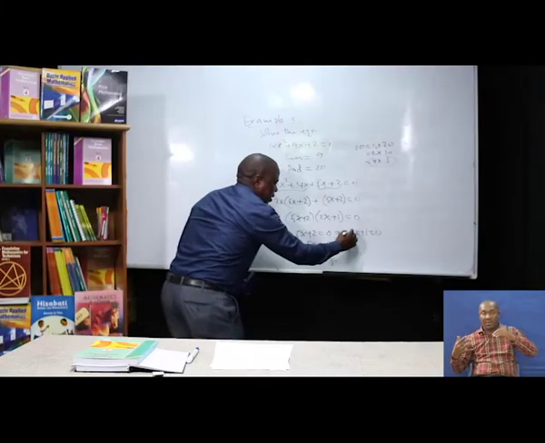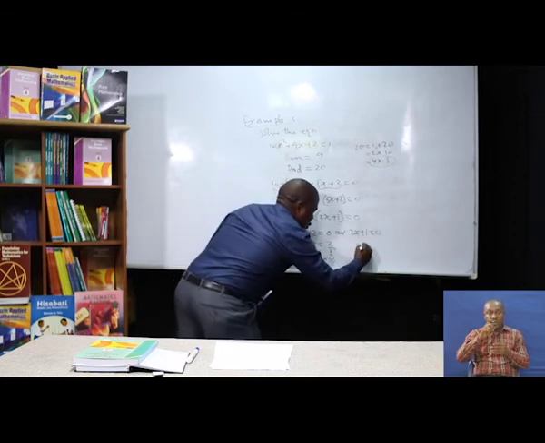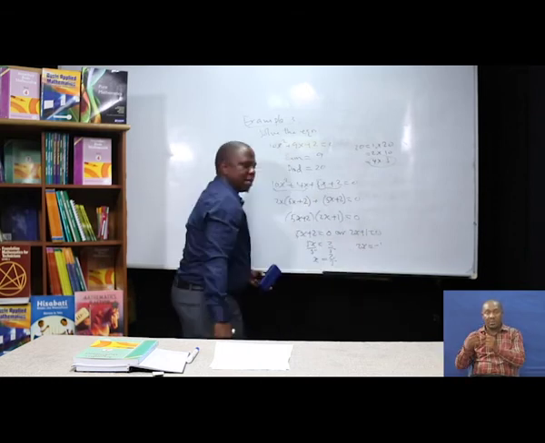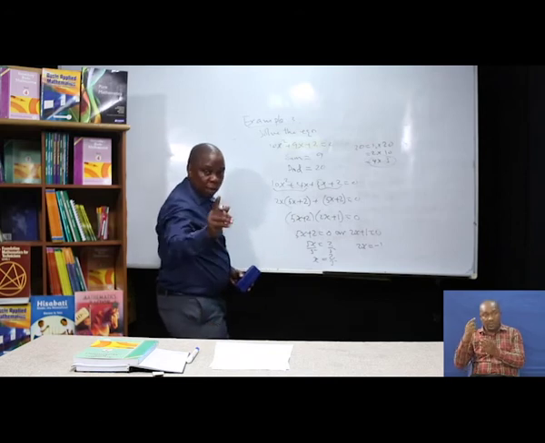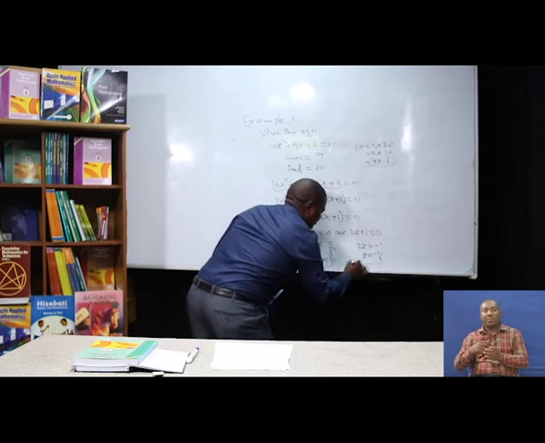That's the first value of x. Here again, take 1 on the other side. You will have 2x is equal to negative 1. Divide by 2 throughout. You will have x is equal to negative 1 over 2.